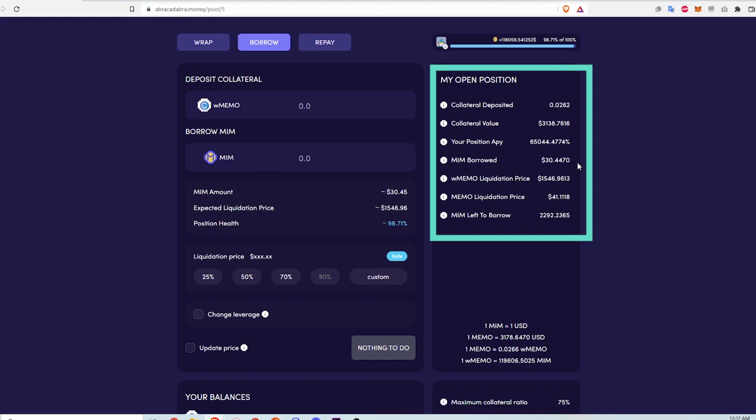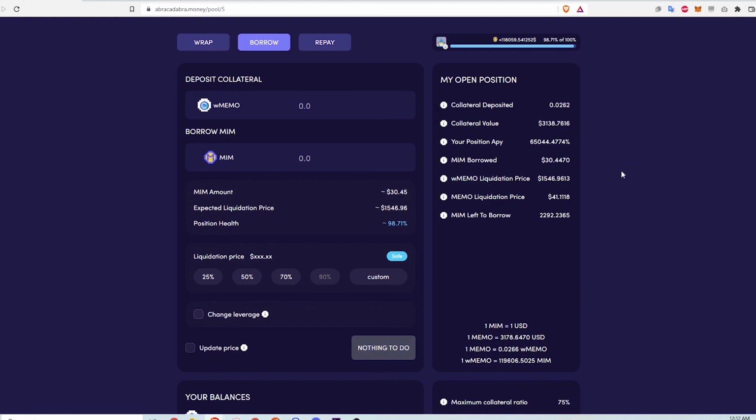And that's it for Abracadabra Money, borrowing with collateral, 99ing, and looping with a single click. I just want to reiterate that using leverage is very risky and that none of this is financial advice.